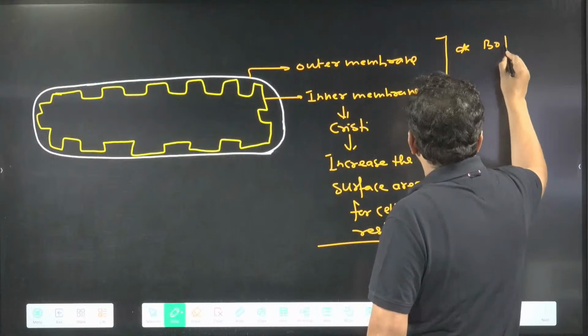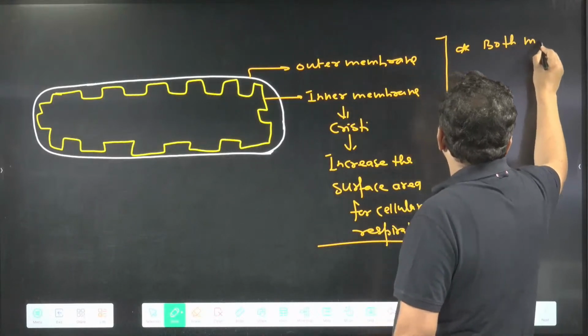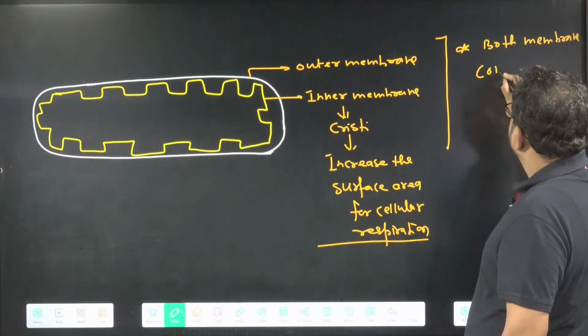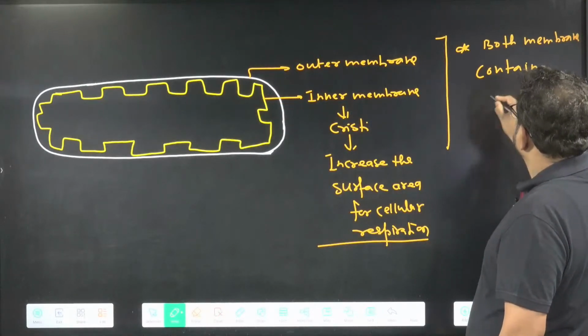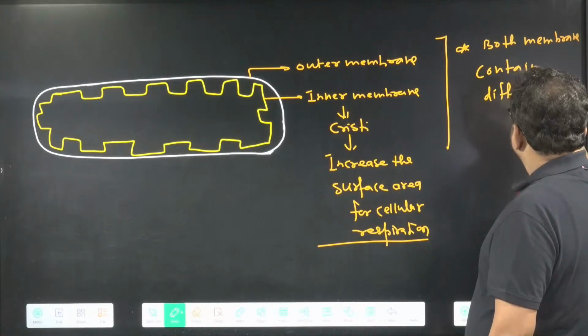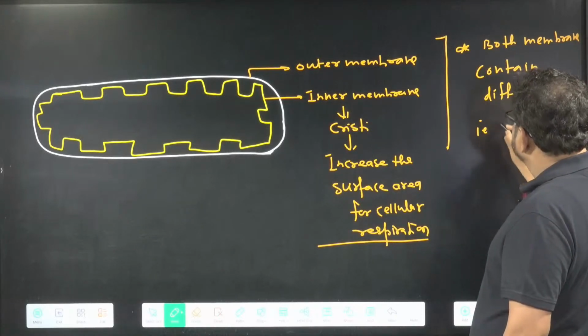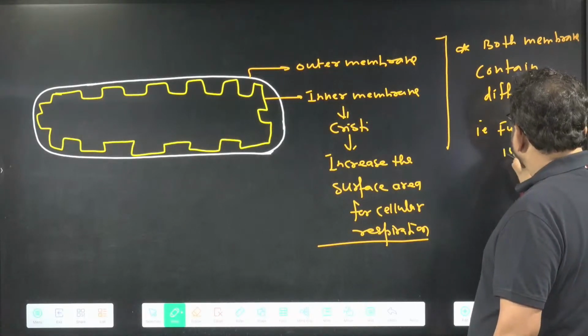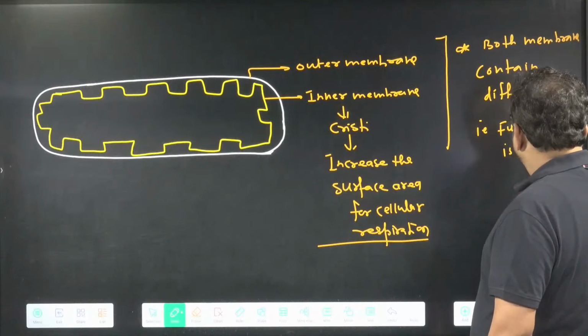Both membranes contain different enzymes. Means their functions are different. That is, the function of both membranes is different. Got the idea?